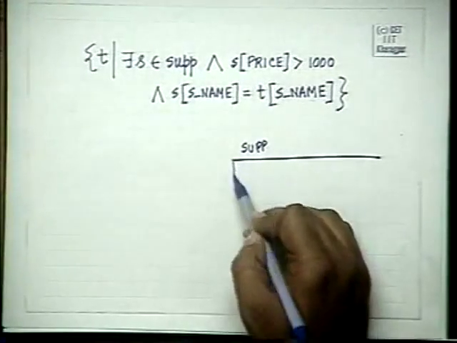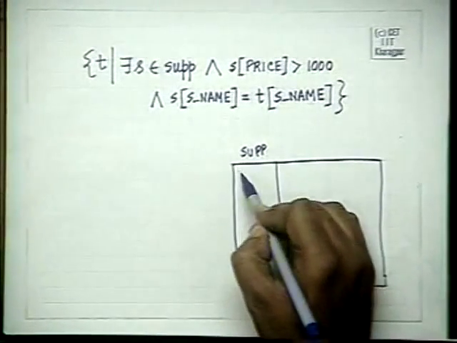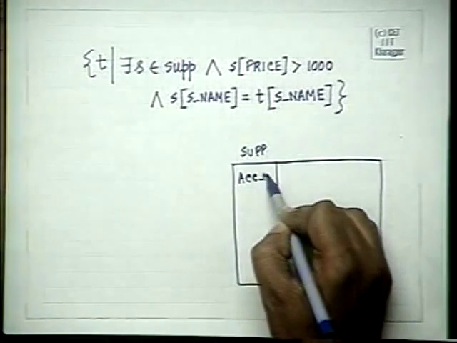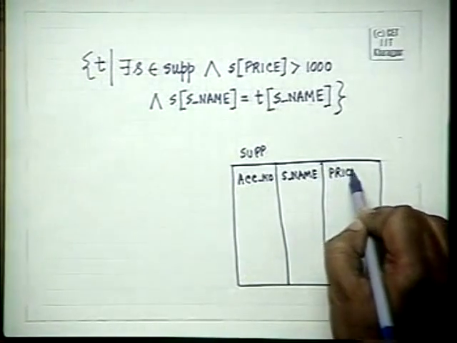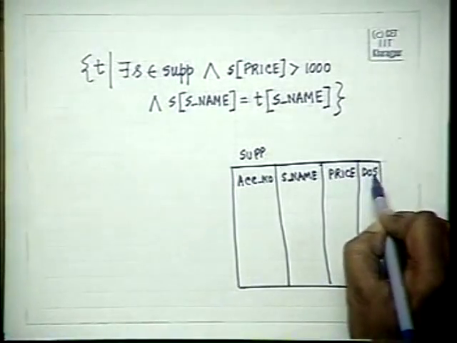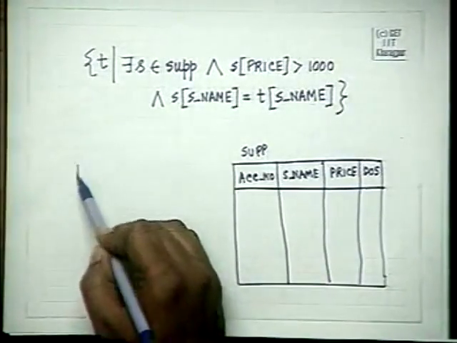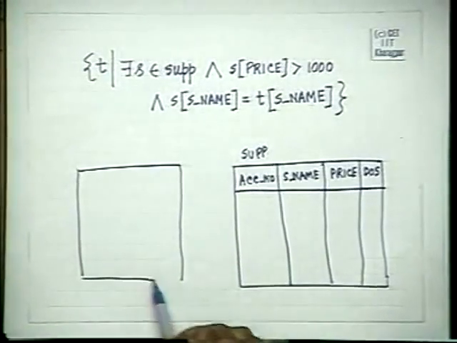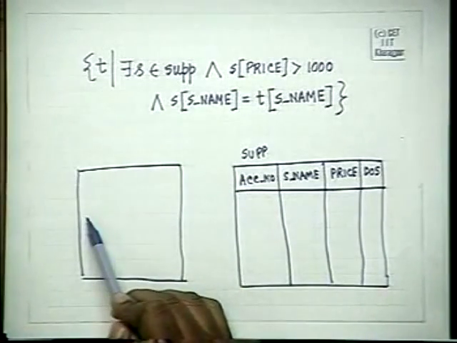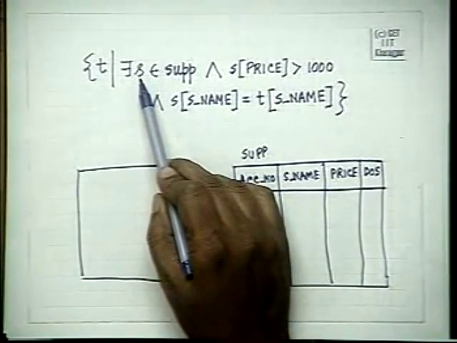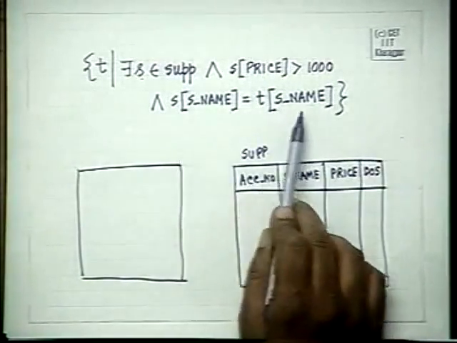The SUPP relation is used here. The SUPP relation has attributes accession number, S name, price, and date of supply. And we have said that this new relation must be such that for every tuple here there must exist an S element of SUPP such that the price is greater than 1000 and supplier name is equal to T's S name.